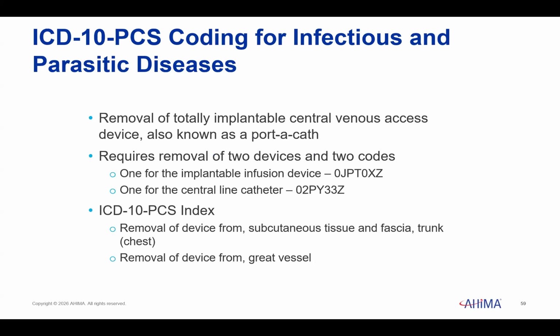Right. Well, if we're going to put them in, sometimes we have to take them out. So when these devices are removed, if we have two devices, we have two removal codes. The root operation will be, of course, removal, taking out a device from a body part. The index is going to direct you separately to removal from subcutaneous tissue and removal from the great vessel. So make sure you always review the operative report carefully to confirm what was actually removed. Just don't give it the global once over.